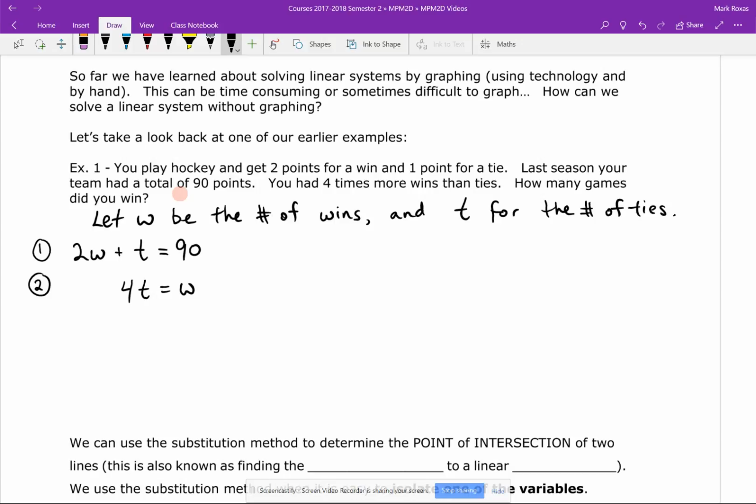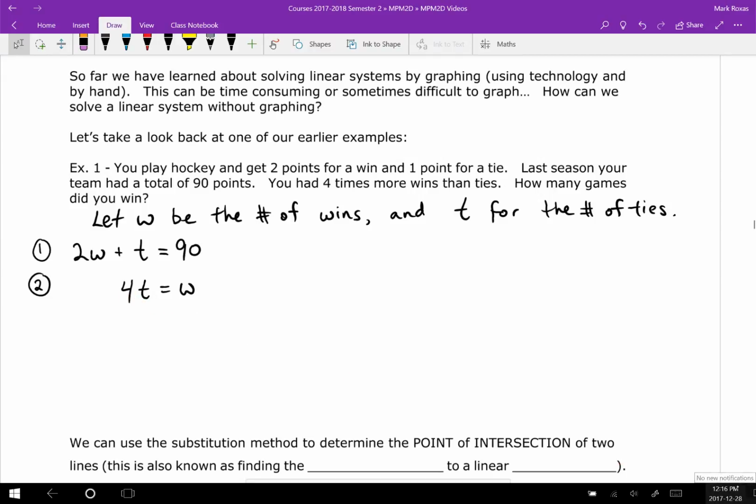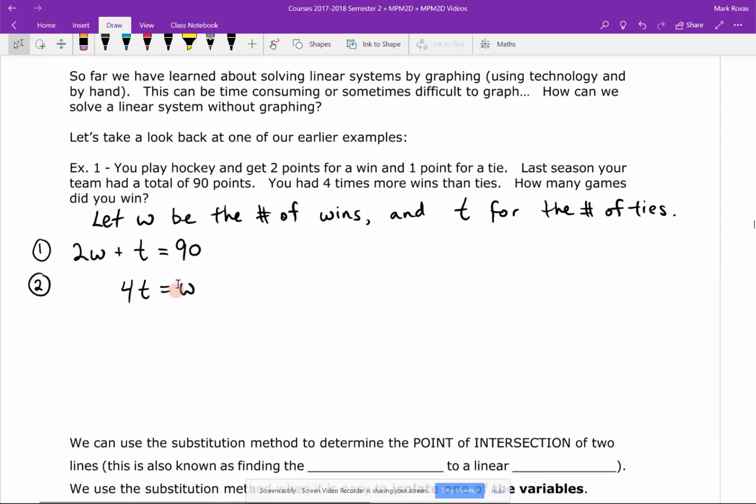Okay, so how do we use substitution? Well, substitution means I'm going to take one of my variables and replace it with the expression for that same variable from the other equation. Let's use some reasoning here. If the number of wins is 4 times the number of ties, then we can substitute this idea, 4 times the number of ties, from our second equation for the w variable in the first equation. Okay, because at the point of intersection, w and t have to be the same in both equations. So I'm going to do that.